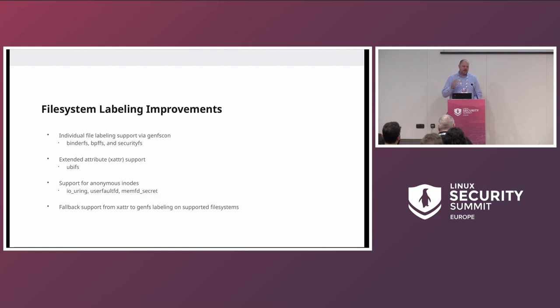And we also added fallback labeling support for specific file systems that will allow you to use xattr labeling if it's present, but then fall back to genfs labeling. Not particularly useful for traditional file systems like ext4. Where it comes into play is when you have composite file systems like VirtIOFS where your backing store underneath could change. It could be a file system like ext4 that supports xattr labeling, or it could be something like FAT that doesn't, for example. And so this allows you to create your policy to support xattrs if the file system has it, and if it doesn't, fall back to genfs labeling.